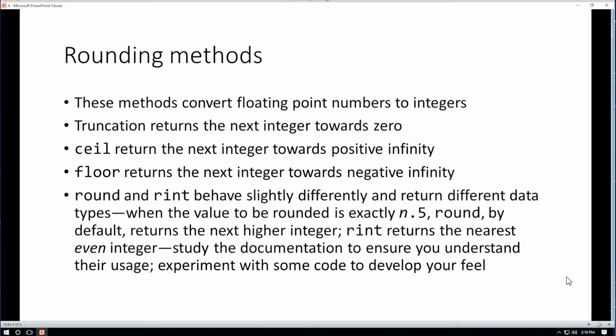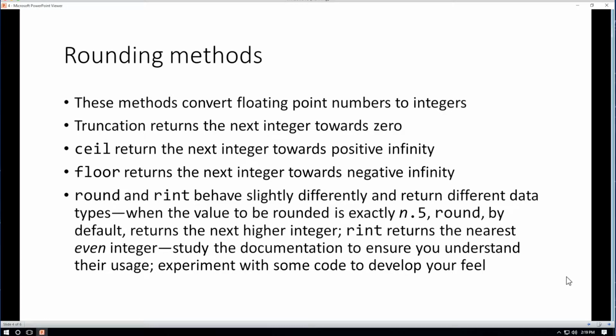Various rounding methods are provided. I have discussed these in a previous section. A quick review might be in order. Truncation is a way of converting a floating point number to an integer by chopping off the decimal and all the fractional portion. The ceiling method returns the next integer in the direction of positive infinity.